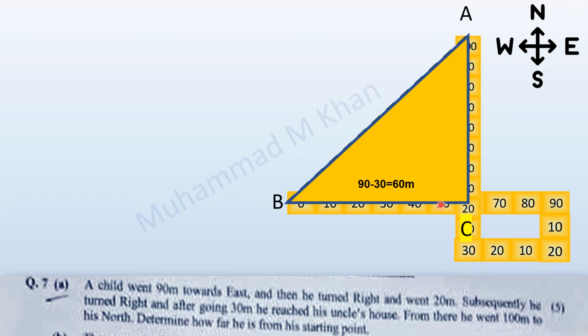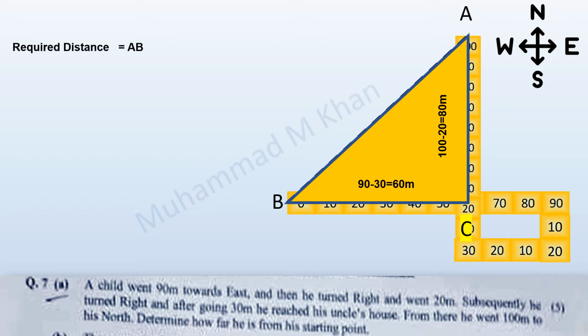Similarly, for the perpendicular of the triangle, we know that he went 100 meters towards north and he walked 20 meters in the opposite direction. So 100 minus 20 is 80 meters. So this is the perpendicular of the triangle. We know the base of the triangle, and we have found out the perpendicular of the triangle.